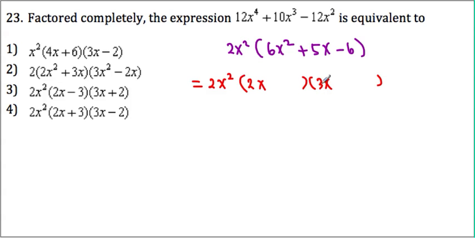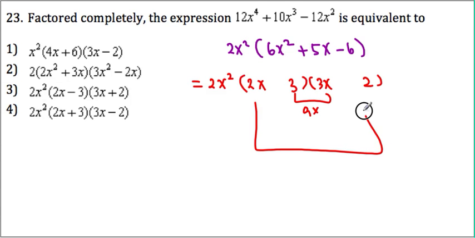But if 3x is multiplied with 3, and 2x is multiplied with 2, then this becomes 9x and this becomes 4x. And you can see that the difference is equal to 5x. But since it has to be positive 5x, that means 9x has to be positive. That makes this one positive, and this one negative. And that becomes our final answer, which is choice 4.